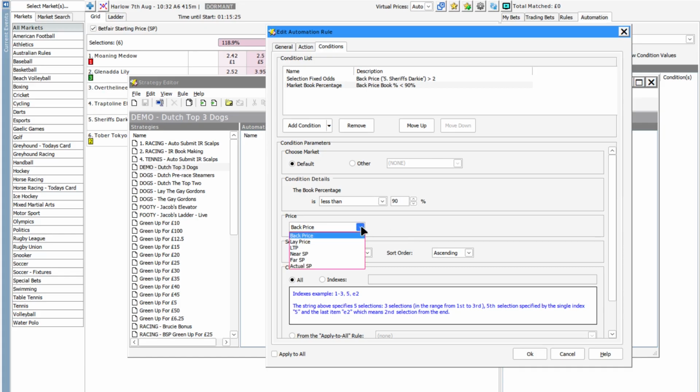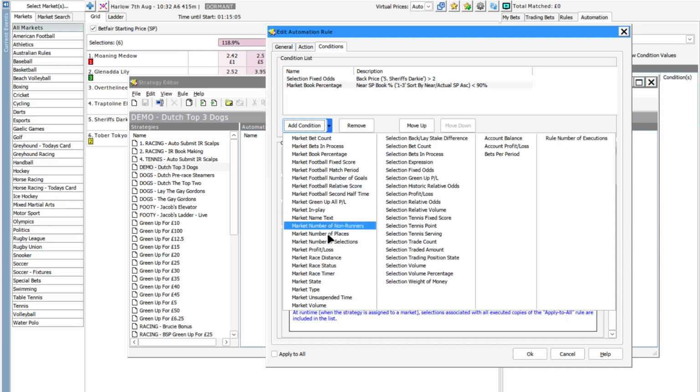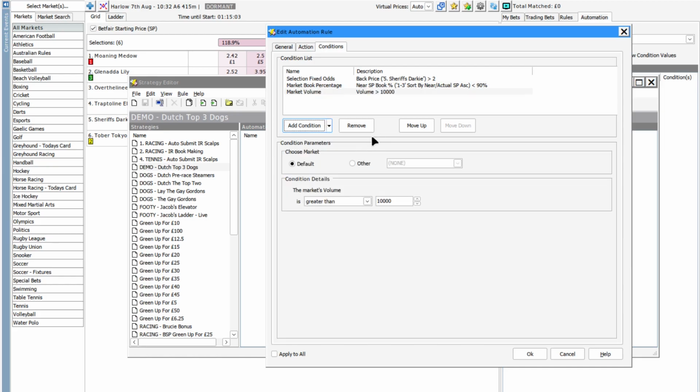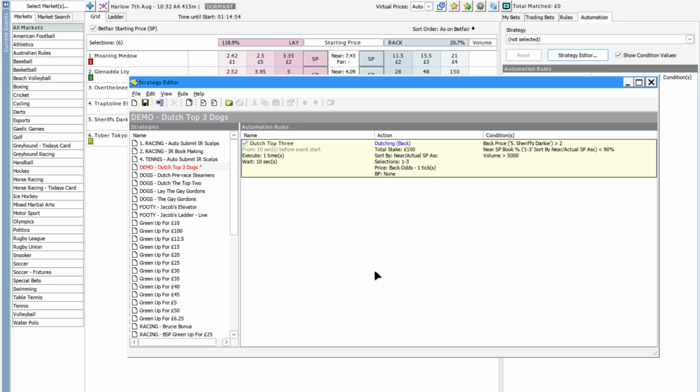So we're going to look at the near SP price. Sort that by ascending, choose the same indices as we had before, and choose OK for that. You might also want to put in other things in there. For example, the market volume, you may want that to be at least 5,000 for a dog race, that type of thing. And that, ladies and gentlemen, is essentially it.